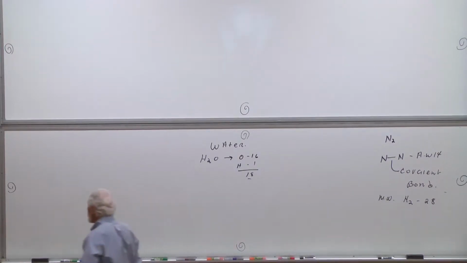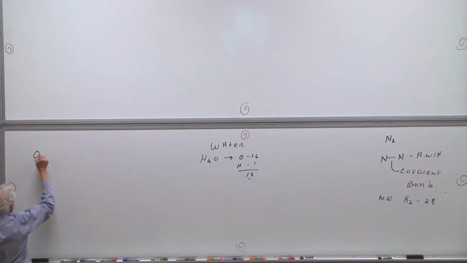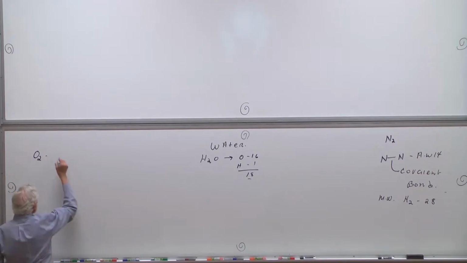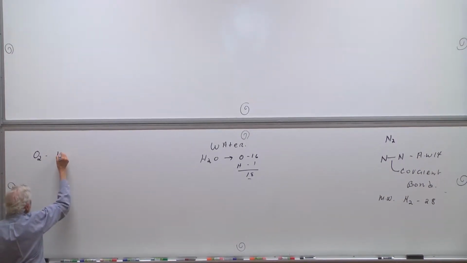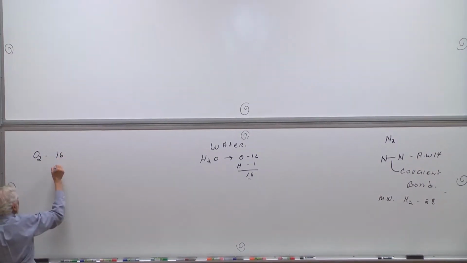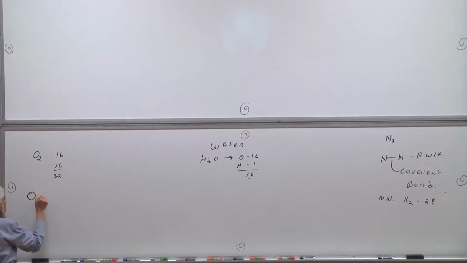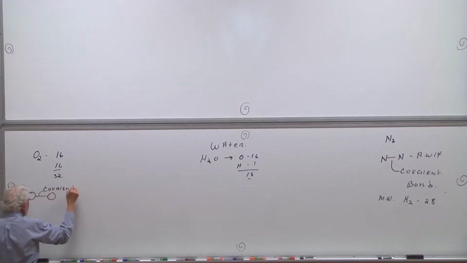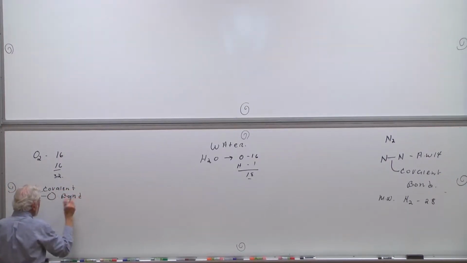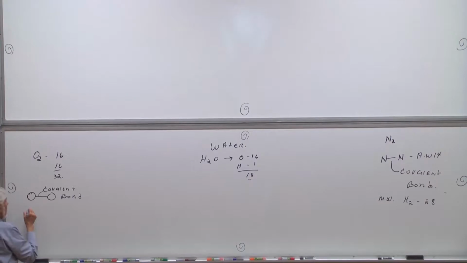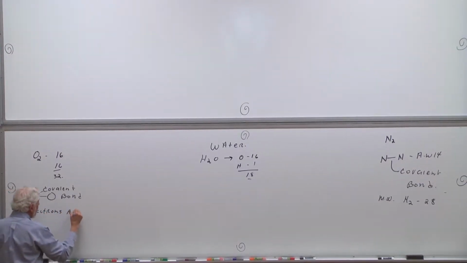Similarly, over here, we're going to talk about oxygen. Oxygen has an atomic weight of 16. There are 2 of them. Gives us a molecular weight of 32. And again, the 2 oxygen atoms are linked by a covalent bond. In these covalent bonds, the electrons are shared.